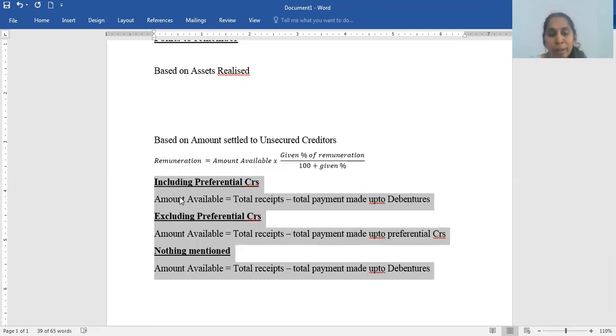Suppose the available amount is more, then you need not do all this, like the given percentage divided by 100 plus the percentage. You can take directly the amount settled to unsecured creditors multiplied by the given percentage divided by 100.